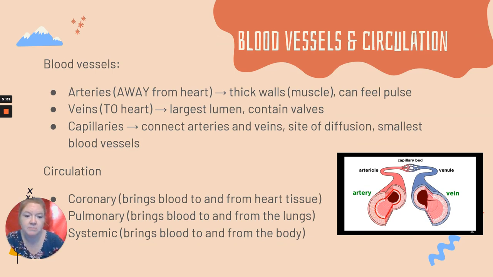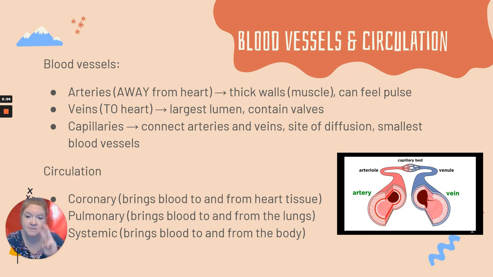All right, so blood vessels and circulation. So we talked about three main blood vessels: arteries carrying blood away from the heart, and thick walls, thick muscle, that's the tunica media. You can feel a pulse in arteries. Veins go to the heart. They have the biggest lumen, less muscle, and they have valves. And then the capillaries are the tiniest blood vessels. They're the site of diffusion, and they connect the arteries and veins.